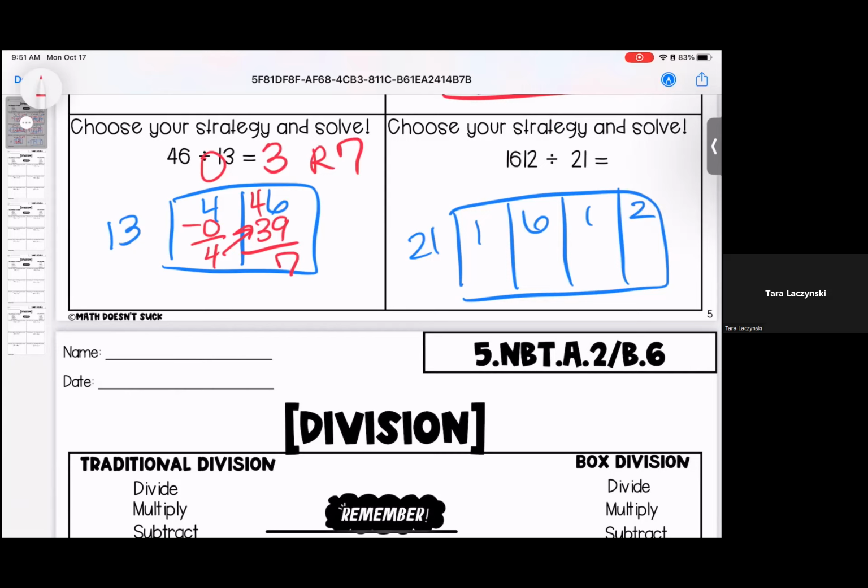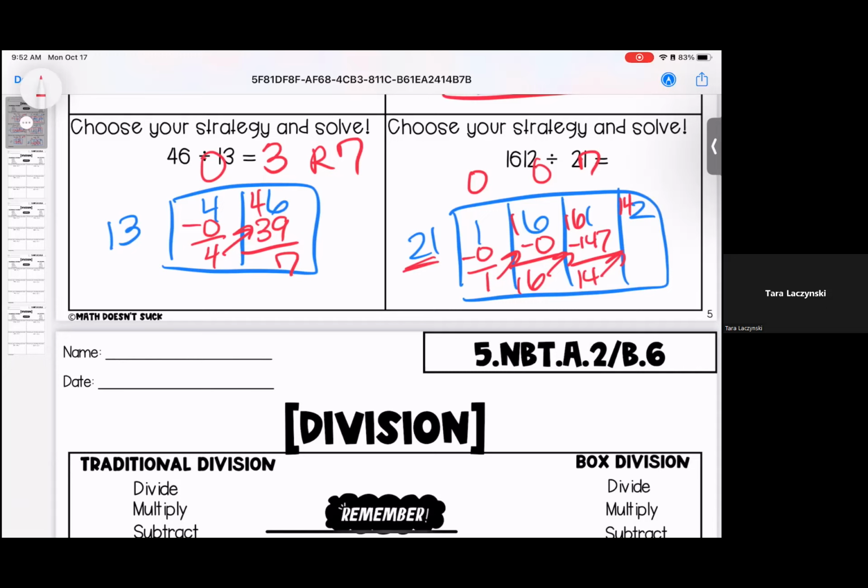All right, 1,612 divided by 21 is the last one for this page. It does not go into 0. It does not go into 16, but it does go into 161. The closest that I can get is 7. And that gives me 147. When I subtract that, I'm left with 14, which sounds big, but we know the rule. As long as it's smaller than the number out front, then we are A-okay.